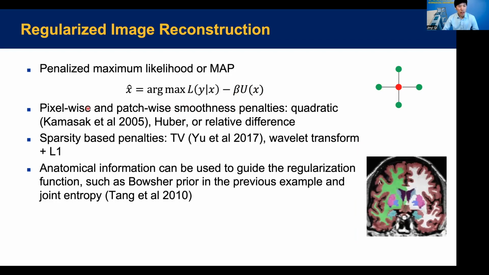The traditional prior would be a pairwise or patchwise smoothness penalty using a quadratic function, as in the Chemistec 2005 paper, or using a sparsity-based prior, such as TV in the Yu et al. paper, or wavelets. We can also use some anatomical information for the regularization, for example the Bowsher type of prior, which was actually used in the previous example I just showed, in the form of joint entropy.